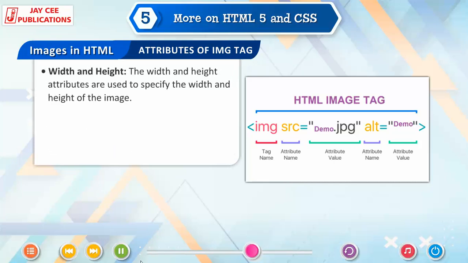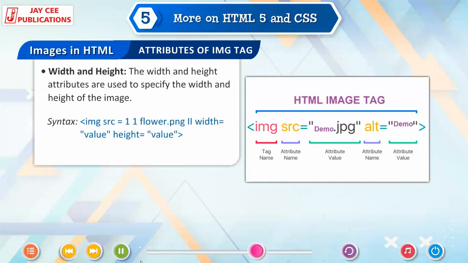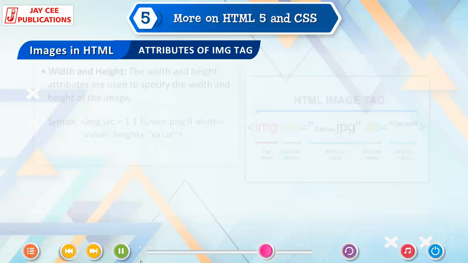Width and height. The width and height attributes are used to specify the width and height of the image. Syntax: IMG space src is equal to flower.png in double quote, width is equal to value in double quote, height is equal to value in double quote inside the IMG tag.